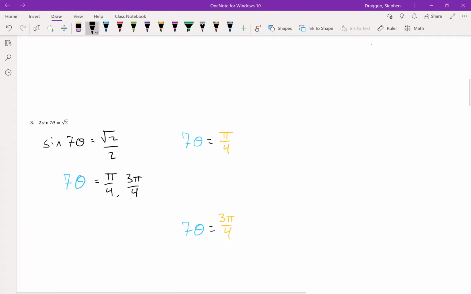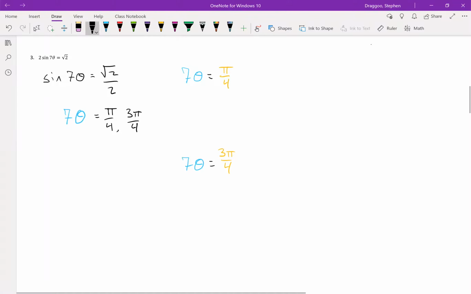In problem 3, I've got 2 times the sine of 7 theta is equal to the square root of 2, which means that sine is equal to root 2 over 2. So 7 theta must be pi over 4 or 3 pi over 4, since I need angles that are in either the first quadrant or the second quadrant, since that's where sine is positive. So I get starts of my 2 equations.